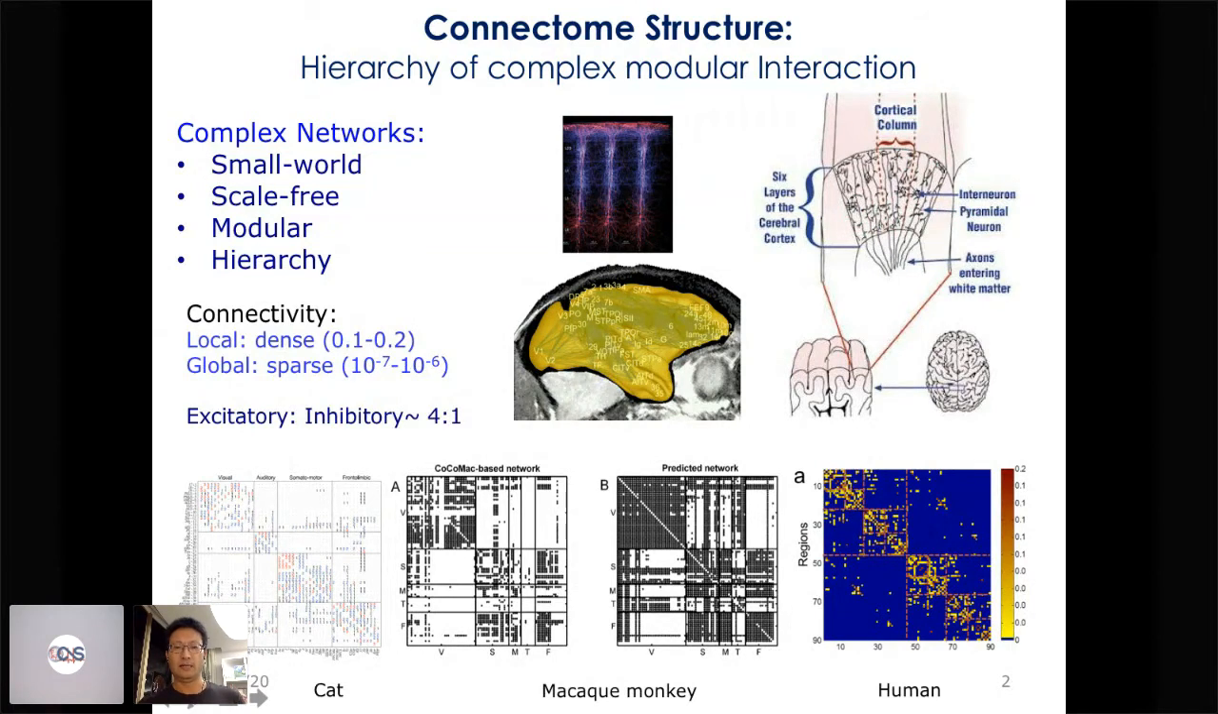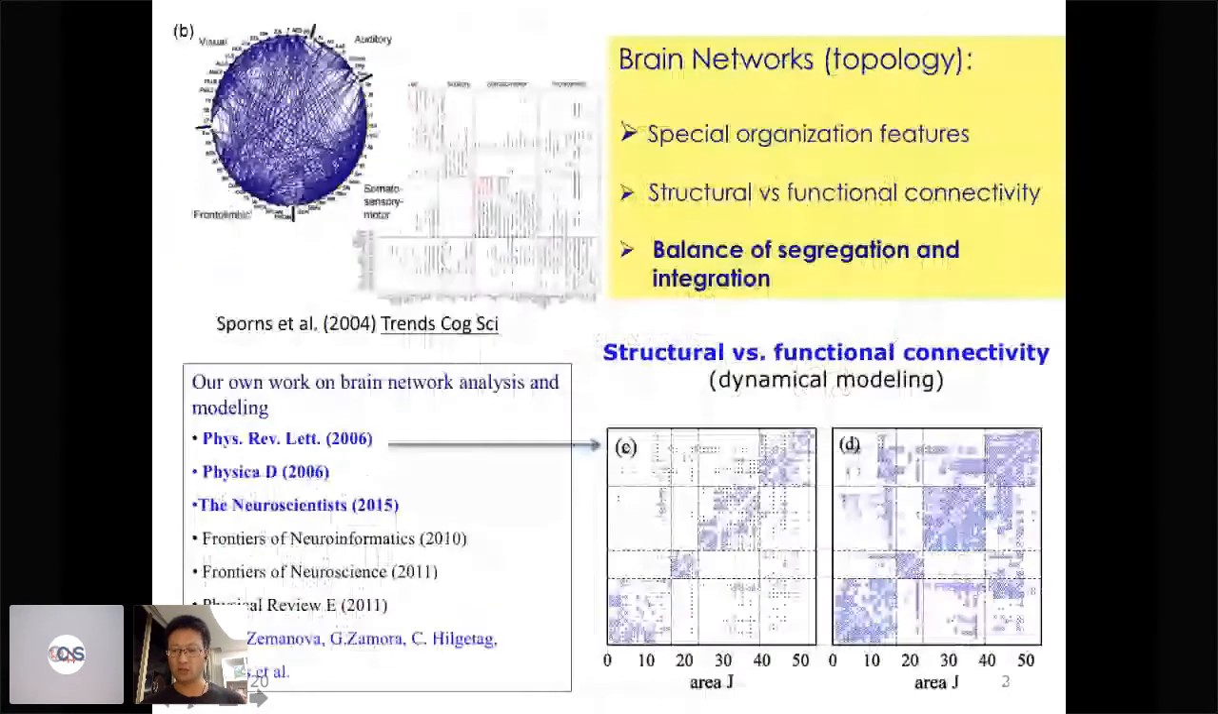The connections between those functional areas within the same functional system are much denser, and the connections between these functional subsystems are sparser. So globally, the whole brain is very sparse, but locally we have dense connections. And these functional subsystems are also spatially in the neighborhood. So dense connections are local here.